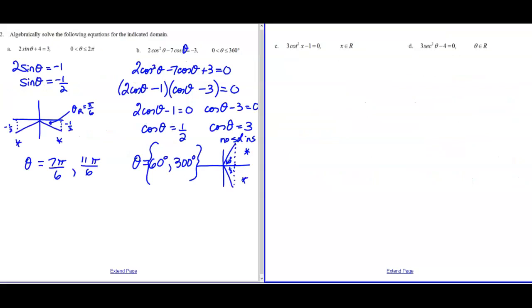Okay. Next one. Is it a difference of squares? No. Okay, so it's not a difference of squares. I mean, I guess you could take the root of 3 and that would work and do conjugates, but there's only one term with a trig ratio in it. So let's isolate it since we can't factor.